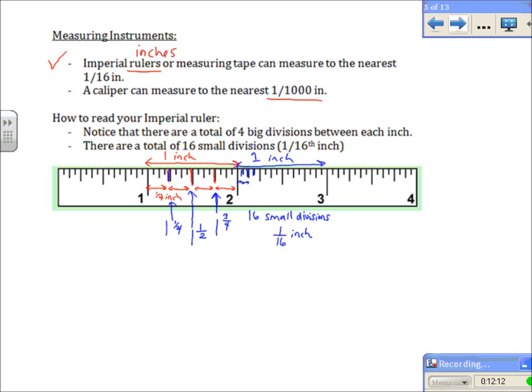Another way that we can break down an inch is to look at, so let me come over here for a moment. There's 16 small divisions, there's 4 big divisions, but you might notice that every second line here is a little bit longer. So an inch can also be broken down into 8 divisions like that. So each one of these is worth 1/8 of an inch. So we can break down our ruler. There's a few different ways to measure something. Let's do some examples here together.